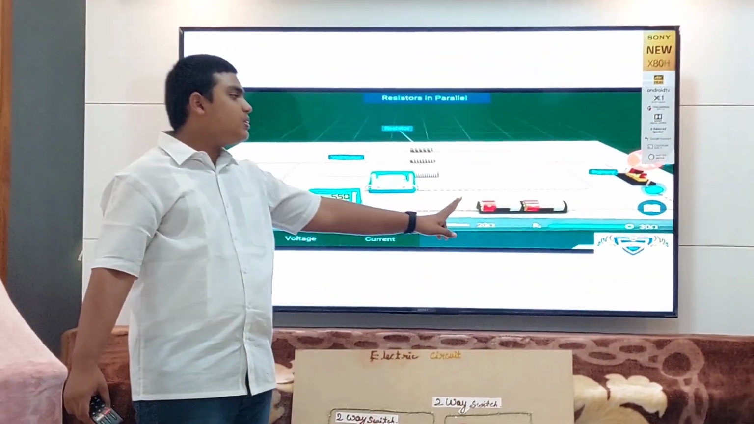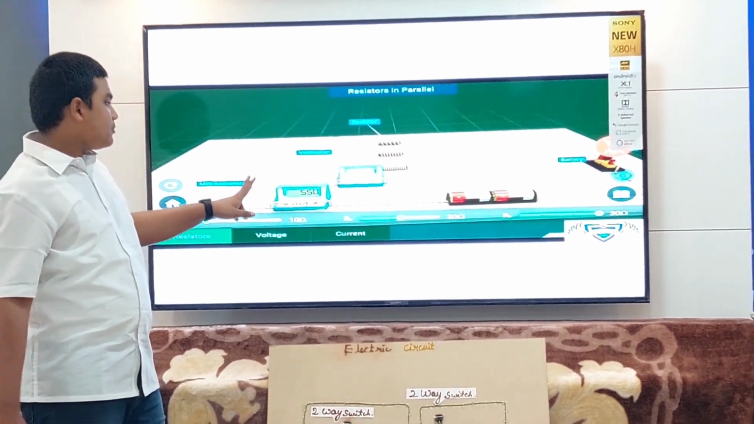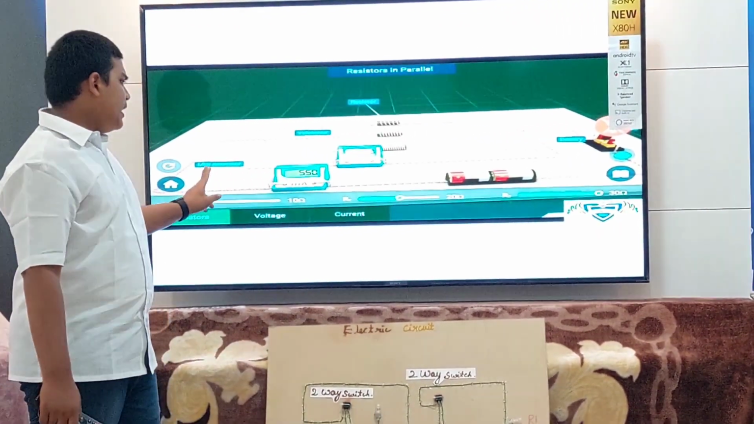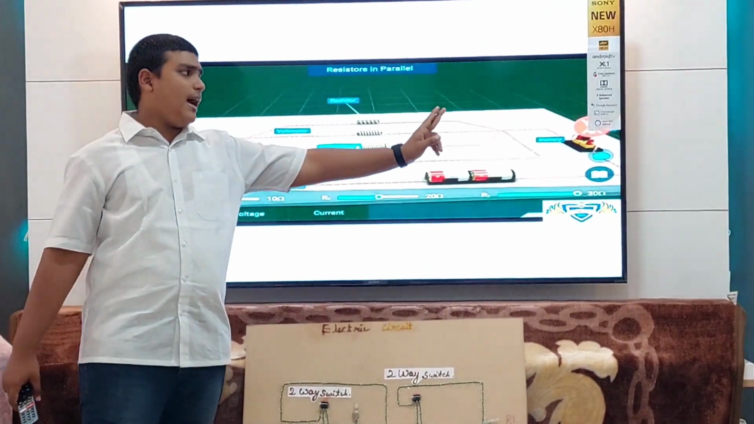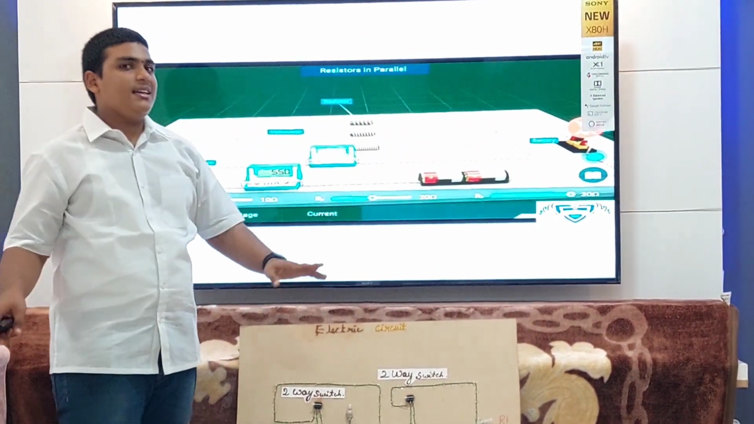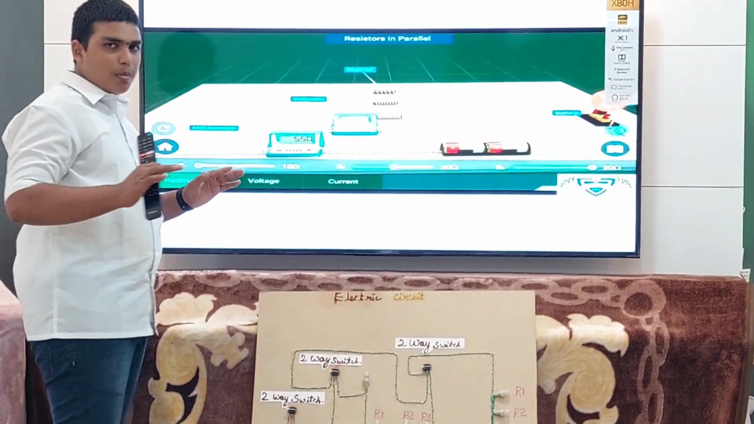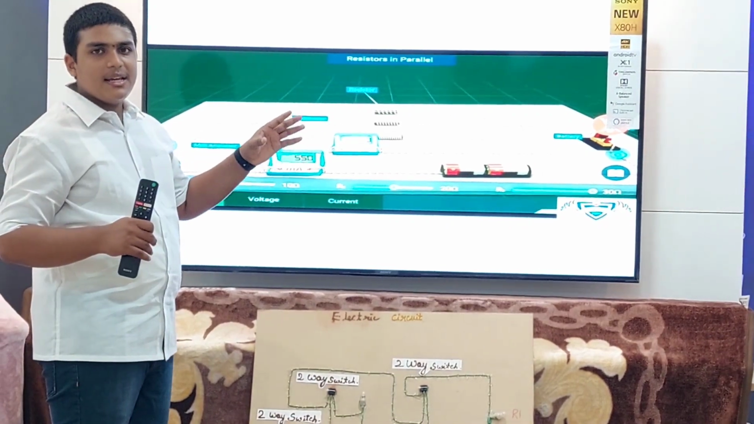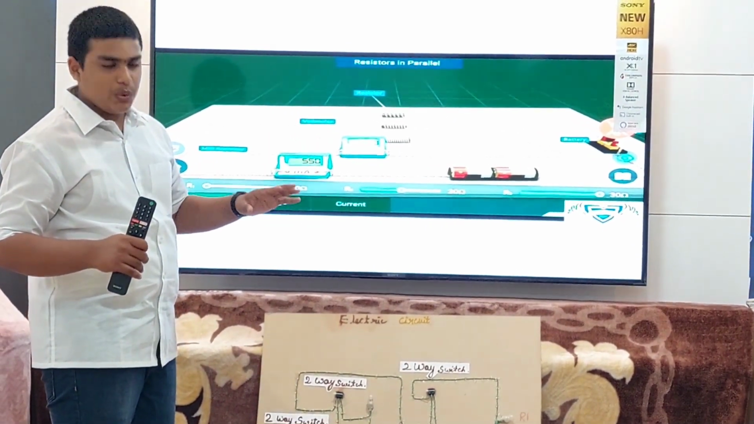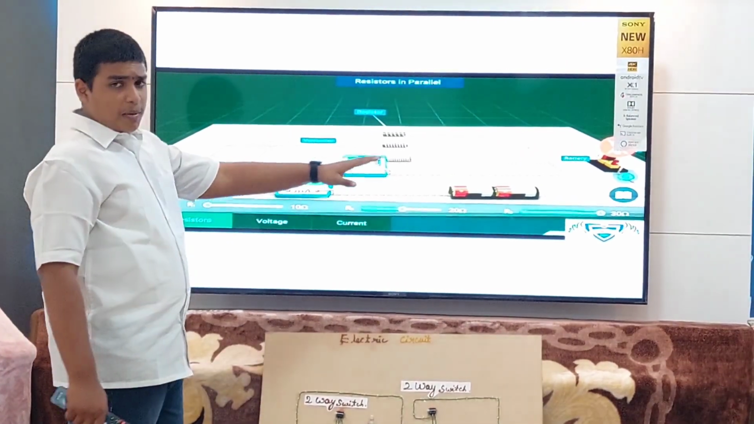they have used 2 cells, wires, a milliammeter, a voltmeter, resistances and a plug key. A plug key is nothing but a switch. Don't be confused in an examination: if a plug key is named, it's nothing but a switch. In this circuit, I have plugged the key.